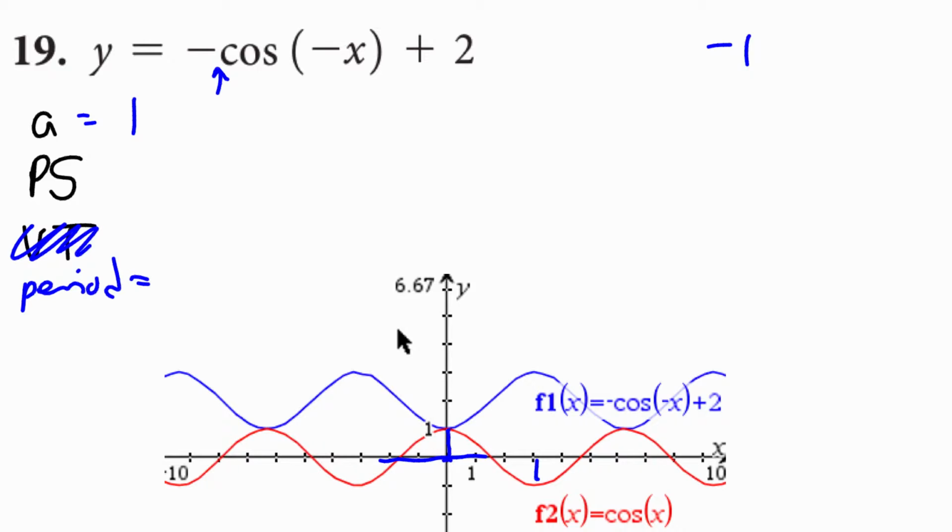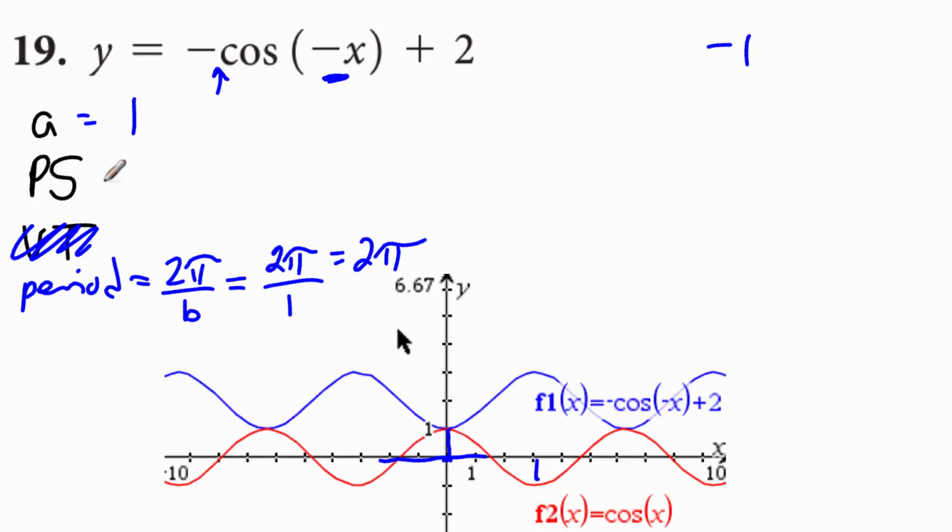Let me do the period first, because that's what the question says. The period has a formula: 2 pi divided by whatever's in the B spot. In this case, the B spot is the number in front of x, and this one's a 1, so the period is 2 pi divided by 1, which is simply 2 pi.